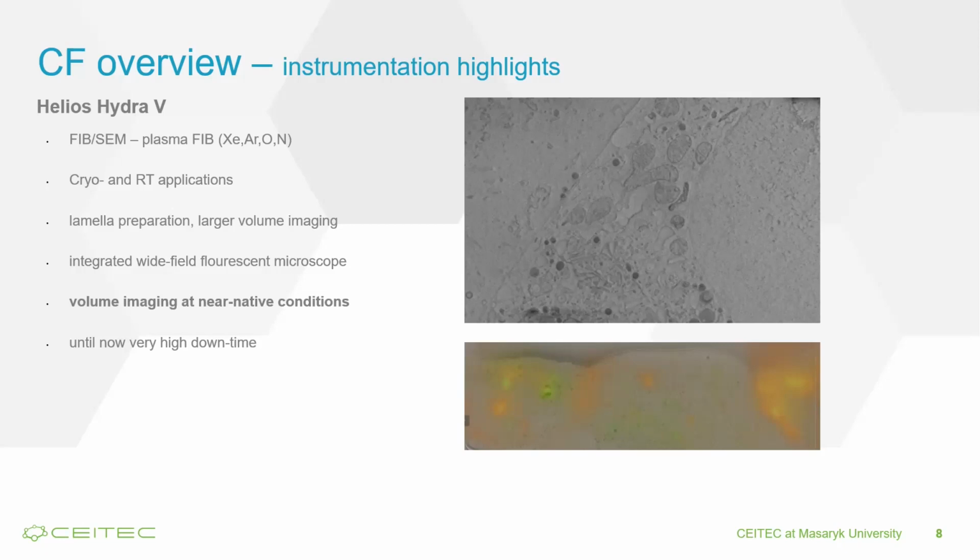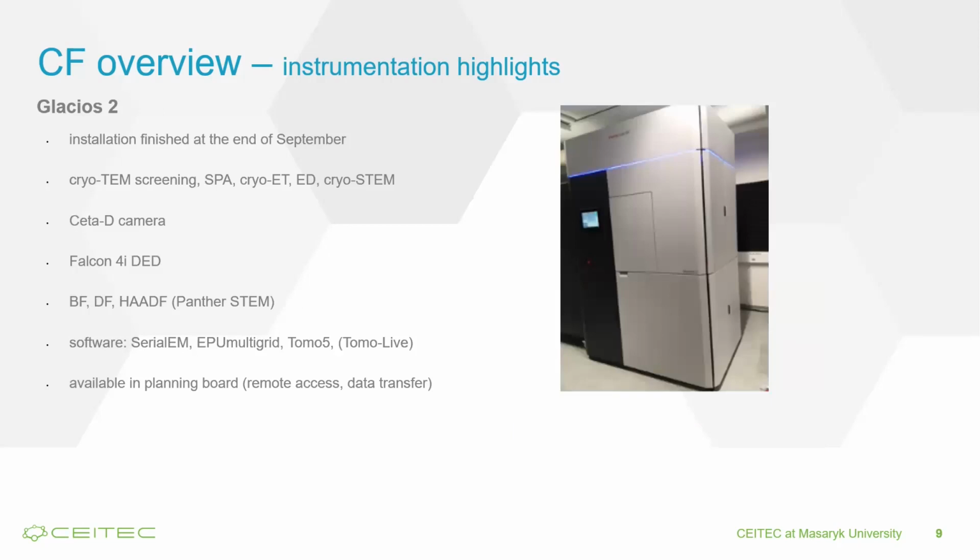The instrument is actually also equipped with a light microscope, so that there is an integrated fluorescence microscope. So if there are fluorescence probes within your sample, we can do the correlative imaging directly without the need of using more instruments. The second is the recently installed transmission electron microscope.